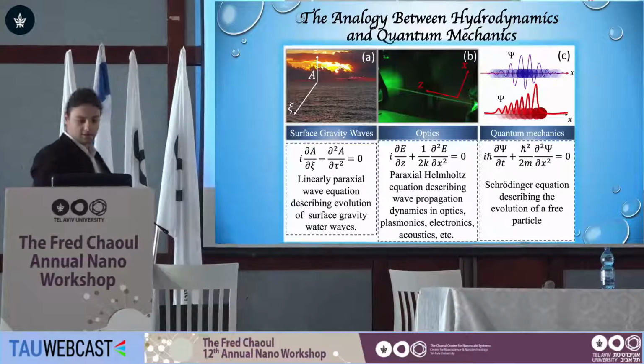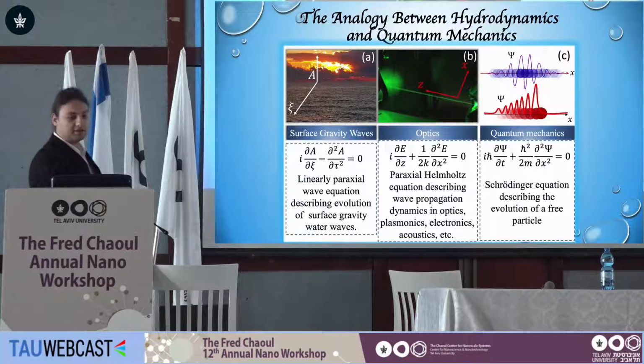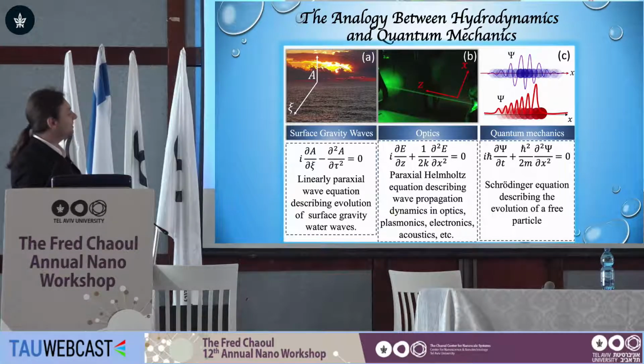We're resulting in a new system which has an ability to measure the wave function on the surface of water. This is something we could have never done in quantum mechanics because it's impossible to measure the quantum wave packet in the quantum physics regime.